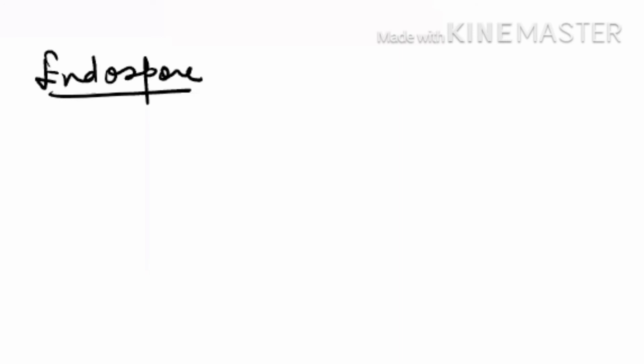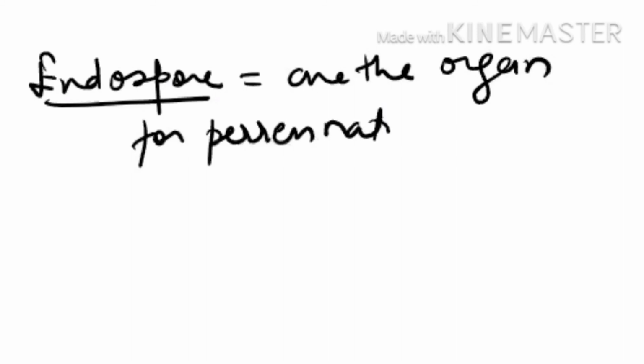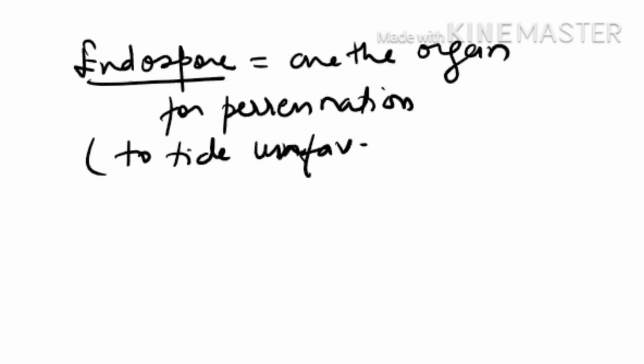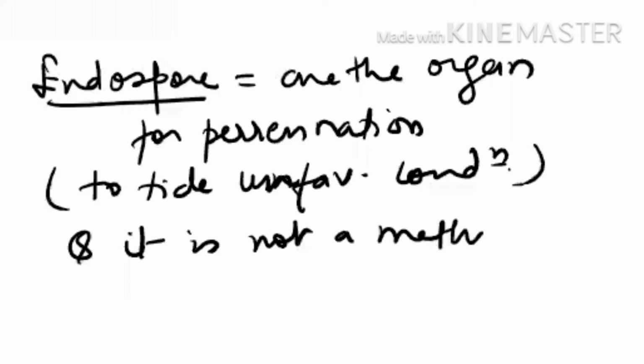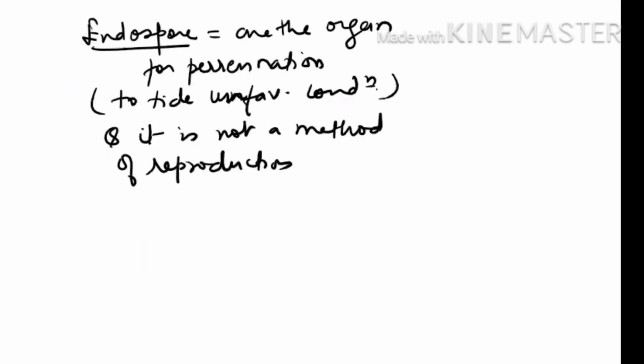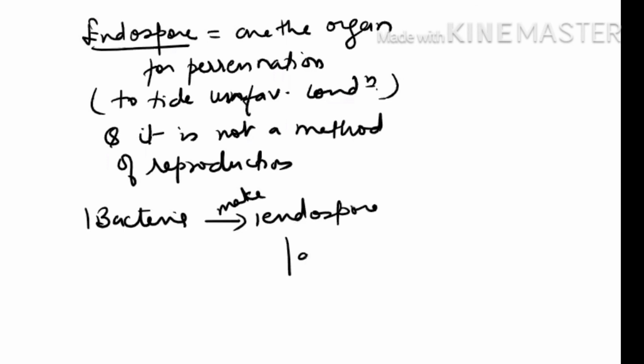Now see, the endospores which are made by bacteria are organs for perennation. Perennation means to escape unfavorable conditions, and it is not a method of reproduction. Why do we have to say this statement? You can understand. See, one bacterium makes only one endospore, and one endospore germinates to form again only one bacterium.